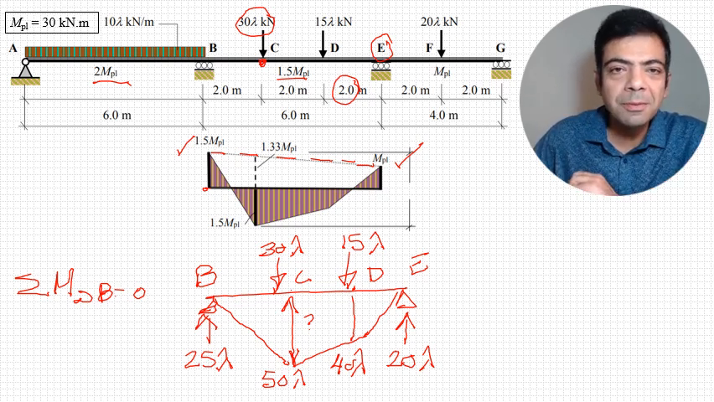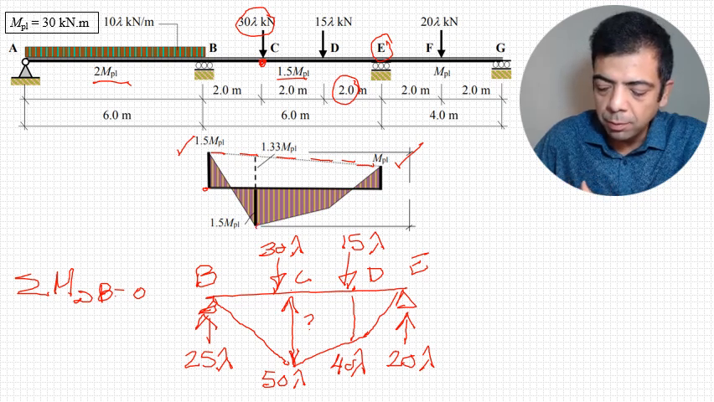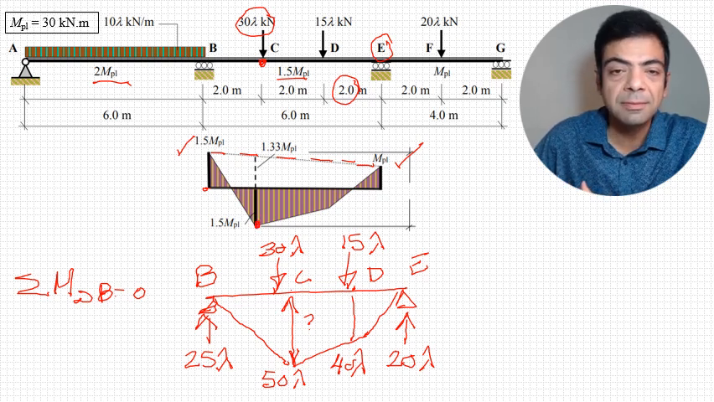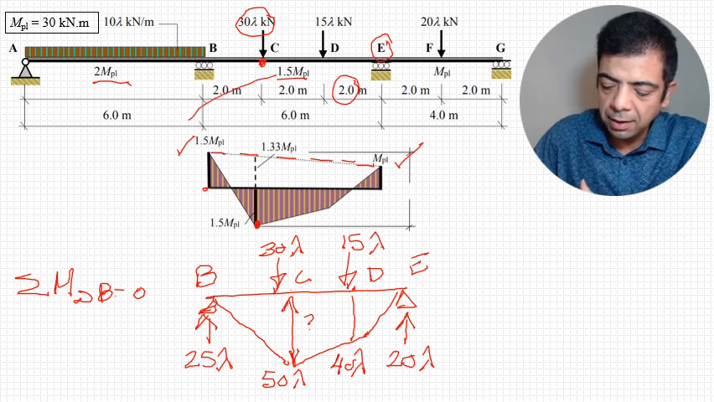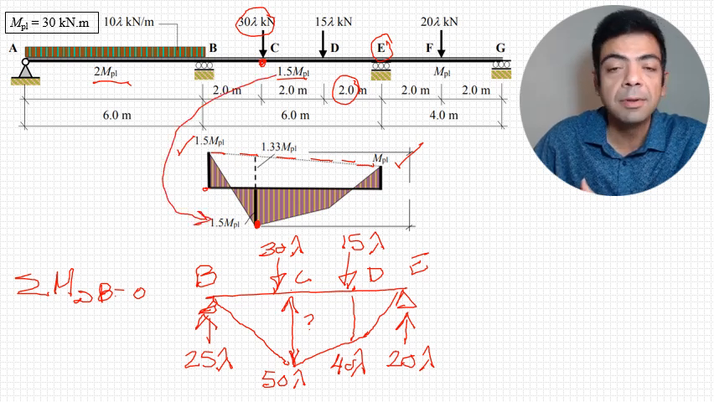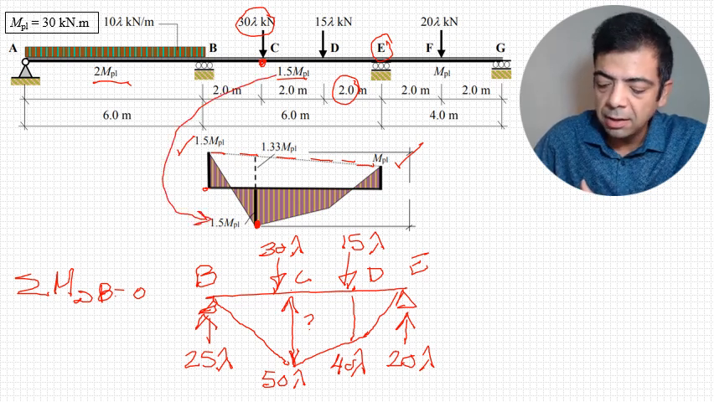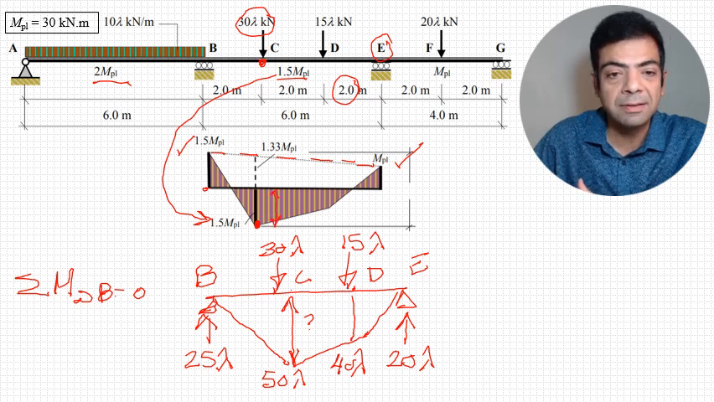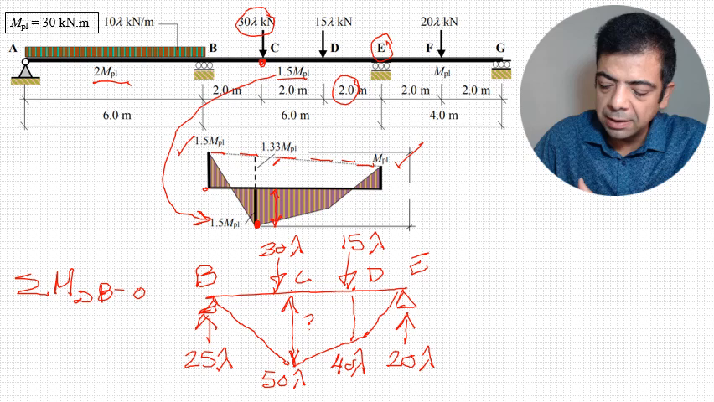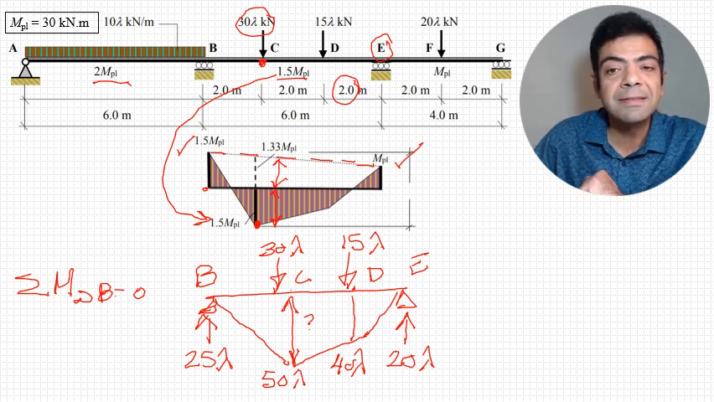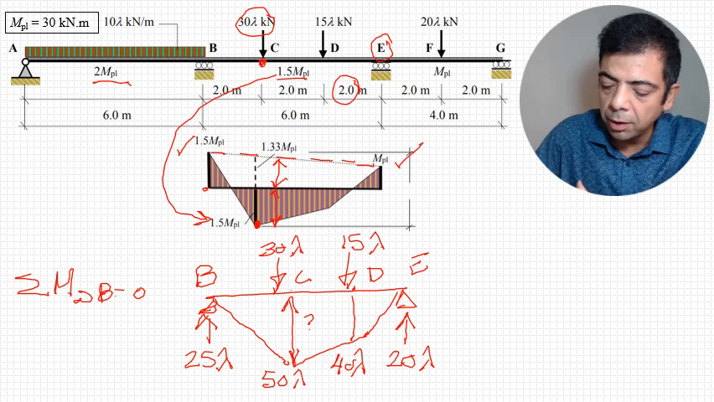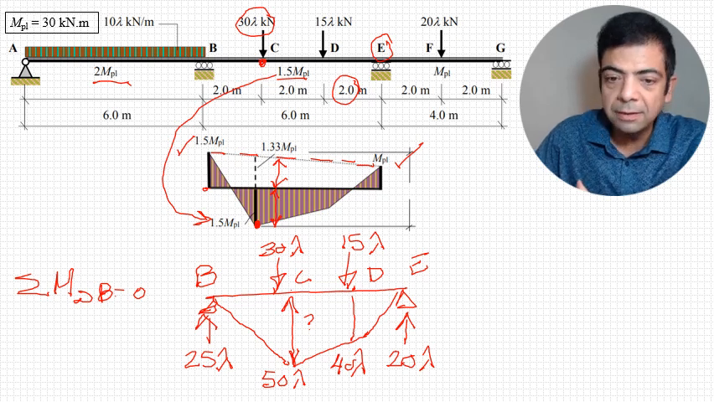All right. So if we assume that the maximum bending moment is at C, what would be the bending moment at collapse? It's going to be the capacity of the beam, M plastic. So this distance is M plastic. Is there a way we can get this distance? Yes, by similar triangles.